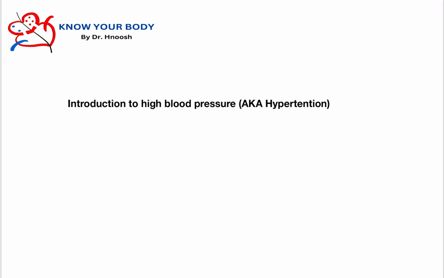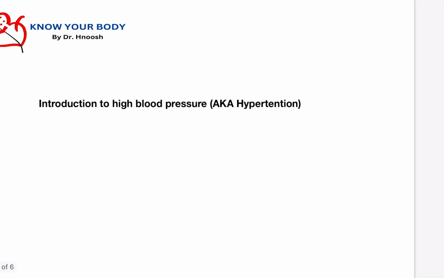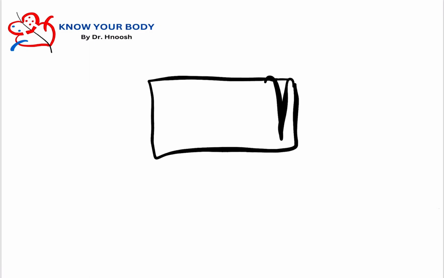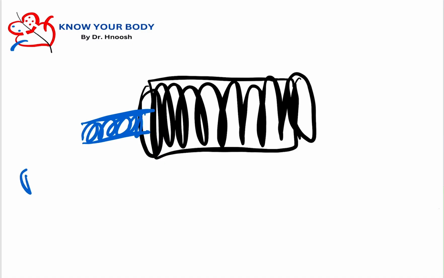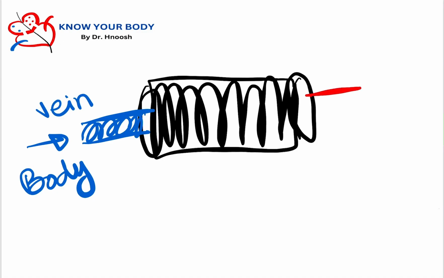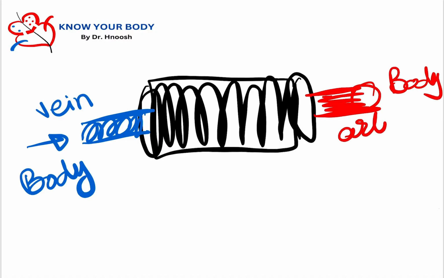Today's topic is about high blood pressure, also known as hypertension. Okay, so I want you first to visualize your heart as a motor, okay? And then from that motor, you can see the incoming pipe. That pipe will carry blood from the body to the heart, or to the motor, that's called a vein, okay? And there is an outgoing pipe that carries blood from the heart to the body, and that's called an artery.